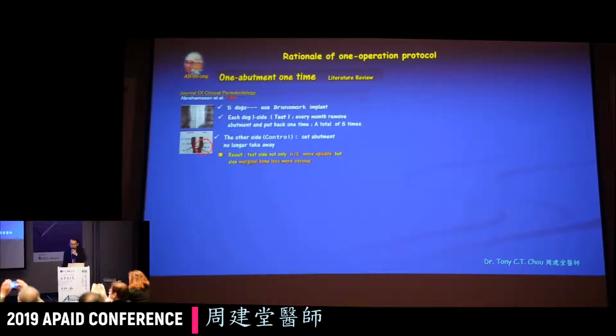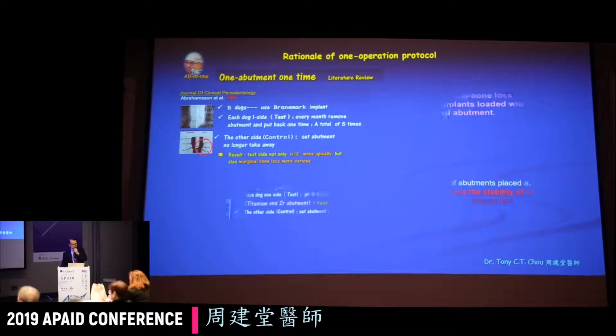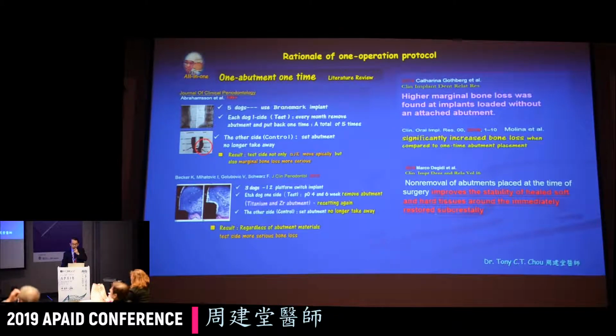And regarding the one abutment one time, it means we place the final abutment immediately at the same time of the surgery and no longer take it out. In recent years, there have also been several studies, including animal and clinical research.